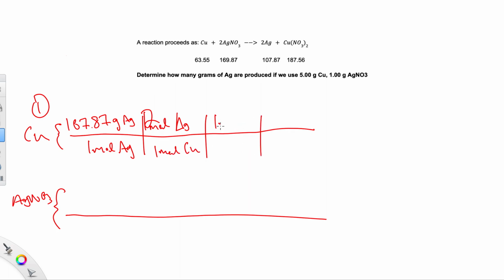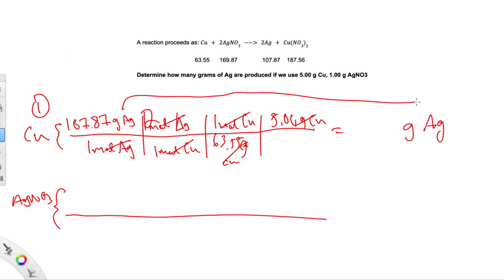And now how do we get rid of this 1 mole copper? Well, we know the molar mass, which is 63.55 g Cu. And how do we get rid of this g Cu, grams copper? Well, we know this value, so 5.00 grams copper. A nice little gut check is if we can cancel out these units, and the final unit should be grams silver. So if we cross out g Cu, mole Cu, mole Ag, we get grams silver, and the number is 16.97, which I calculated ahead of time.